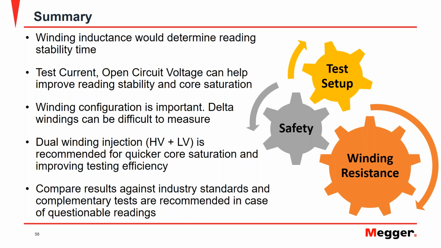And in cases where you do make testing and you get results that are out of specification, it is important to understand those results. You have to compare them with what industry standards recommend and compare them with other complementary tests. As we saw in our last case, where we used more than winding resistance, we used excitation current and SFRA to come to a common conclusion.